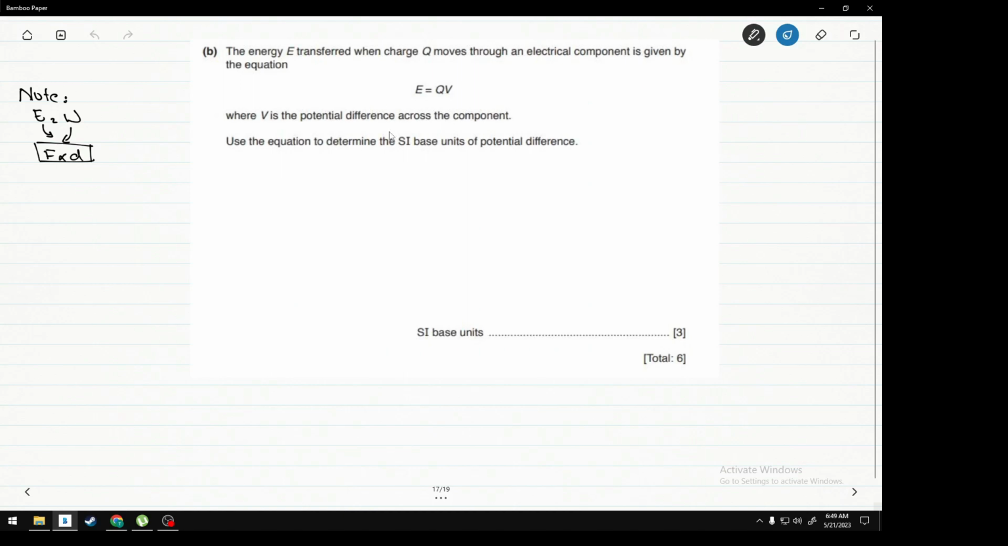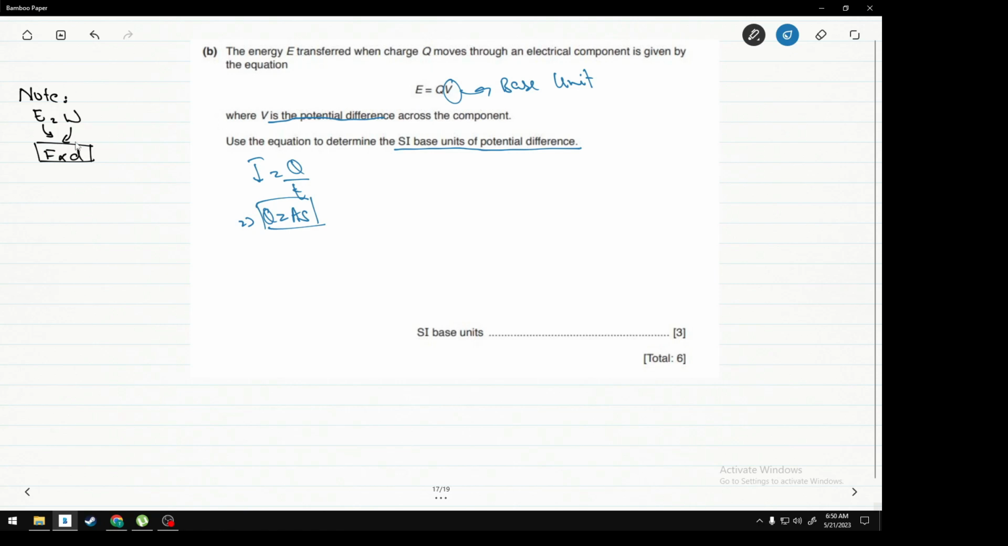Now, another equation, the energy E transferred when charge Q moves through an electrical component is given by this equation. V is the potential difference. Use the equation to determine the SI base units of potential difference, right? So basically, the SI base unit of this. So let's just first do the charge. Again, the equation that relates charge with standard units is I is equal to charge per time. So charge comes down to ampere second.